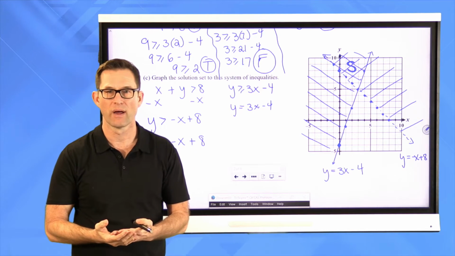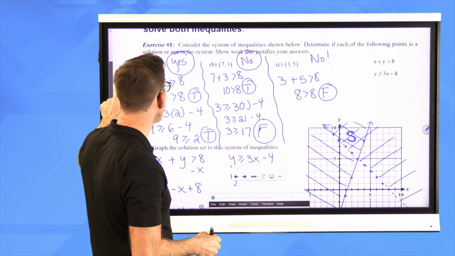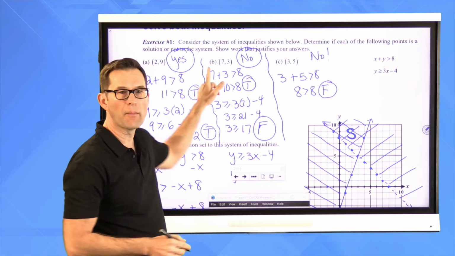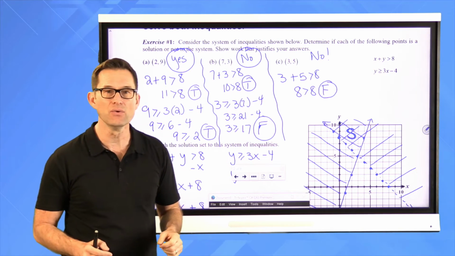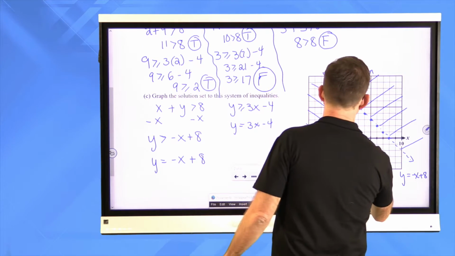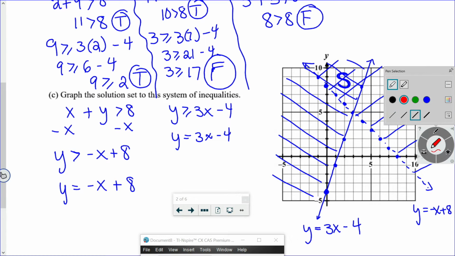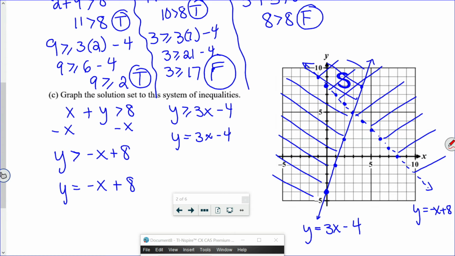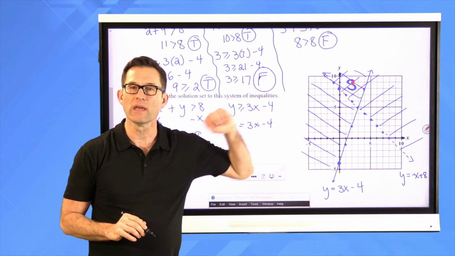And what's really cool is we can look back at these points. Remember the point 2, 9. That point 2, 9 did lie in the solution set. So take a look. If I go 2, 9, it's a little bit hard to see. Maybe I'll change the color here. So easier. 2, 9 is sitting right there, and that is in that double shaded portion.